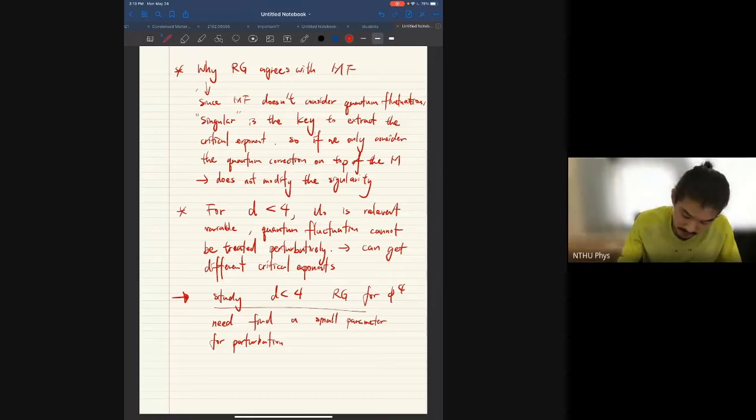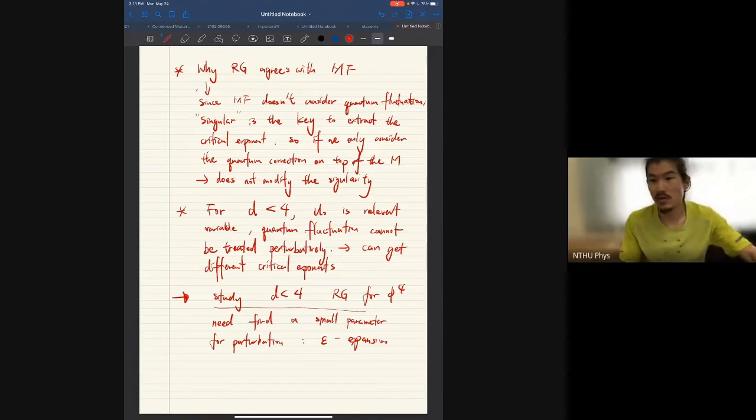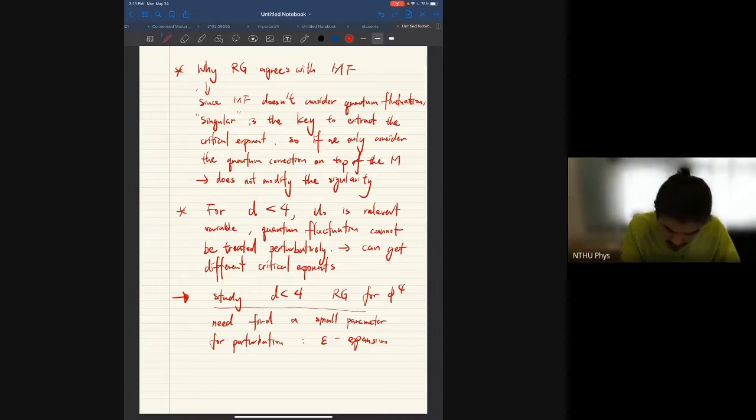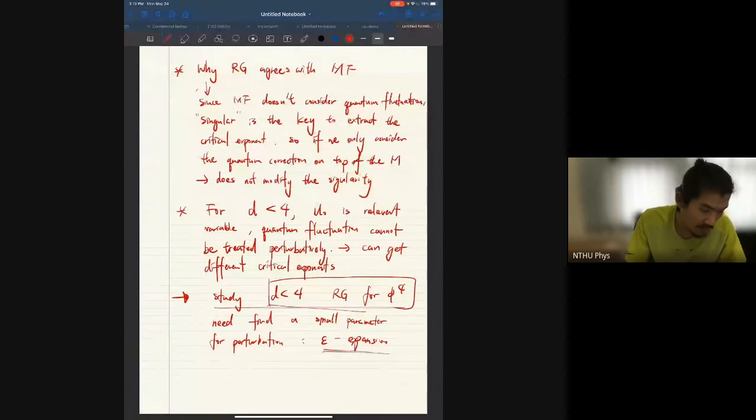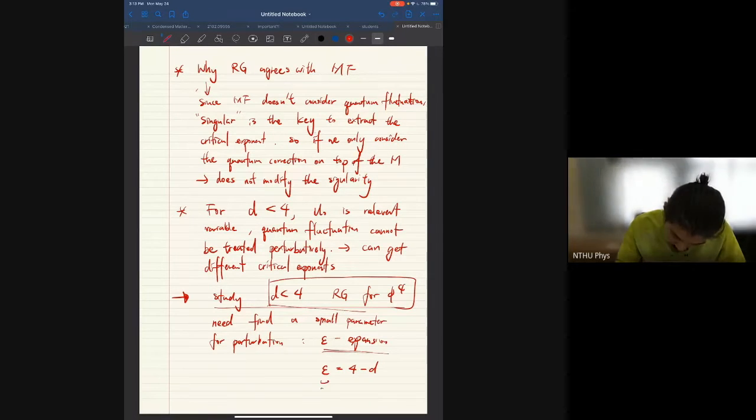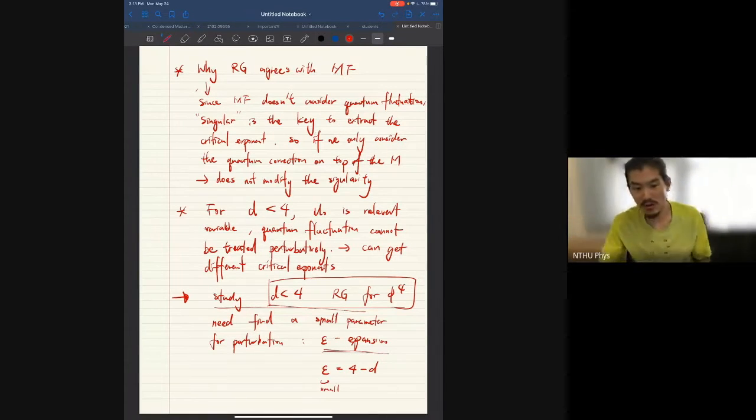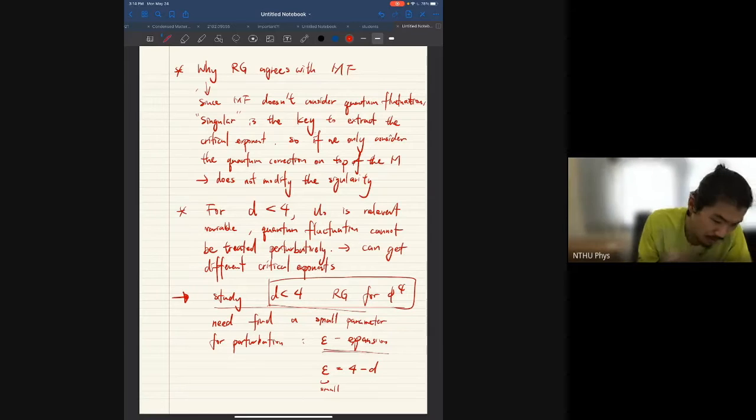But there's a trick called epsilon expansion. Okay, so this is the idea. Now we want to do this kind of epsilon expansion. So what is epsilon expansion? The idea is we want to define epsilon, which equals 4 minus d. So we consider epsilon a small parameter, which corresponds to the dimension being very near 4, and then use it as a parameter to do RG. This is the idea. Okay.